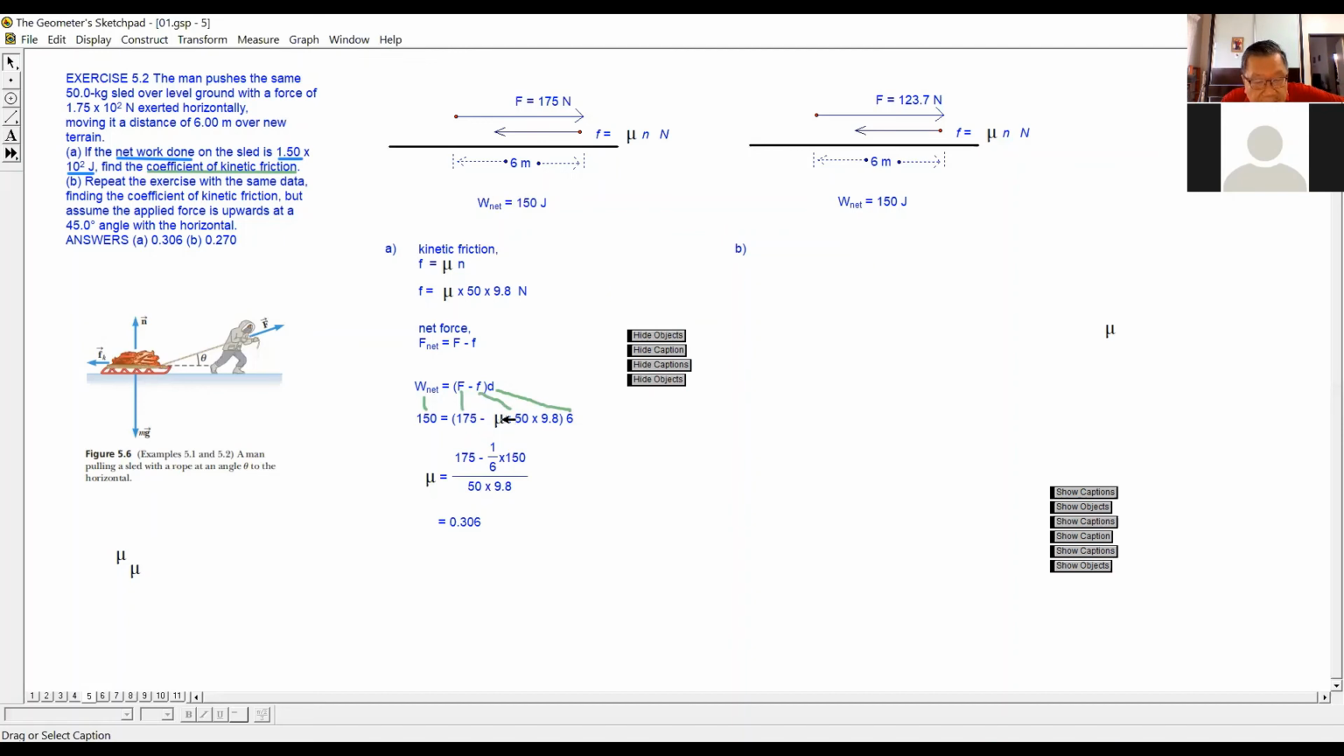Then the frictional force, move to the left hand side. 150 divided by 6 move to the right hand side. So we have this. Then you divide by 50 and times 9.8, you get the coefficient of friction. Okay, so can you do this on your own? I let you try over here, the second part.